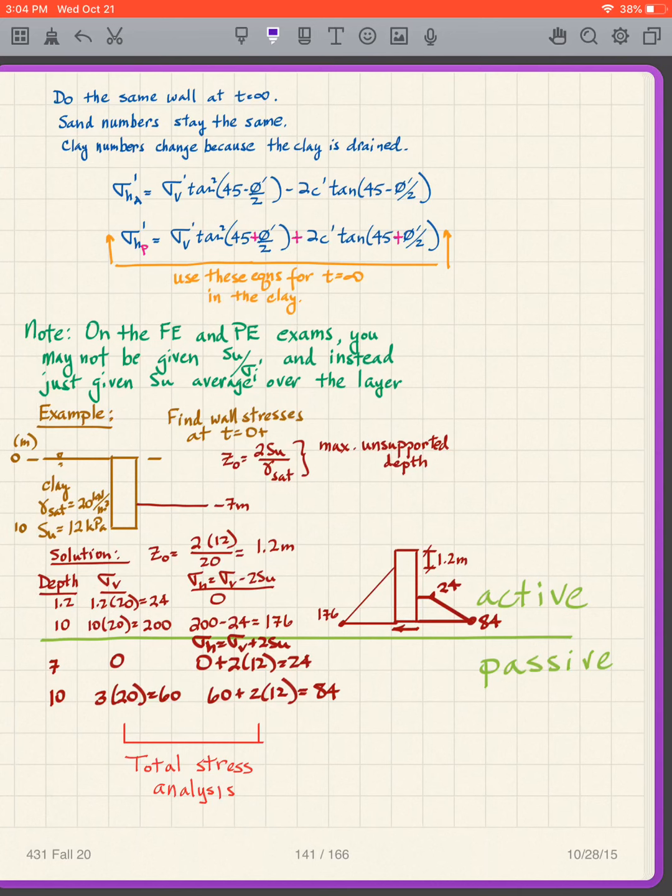Yeah, so this is just what I said prior.